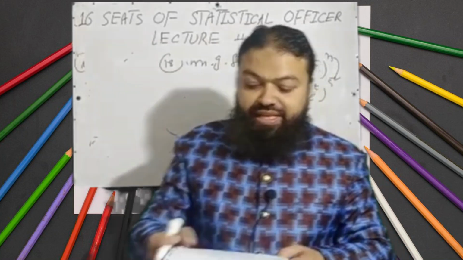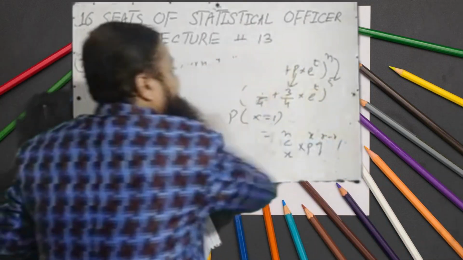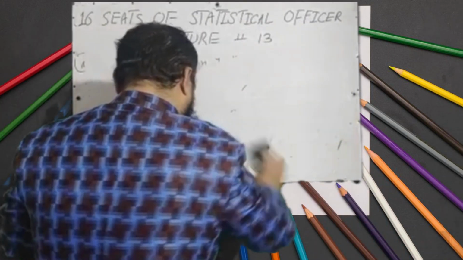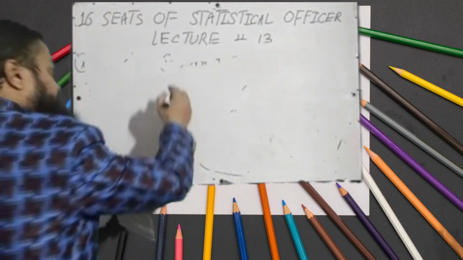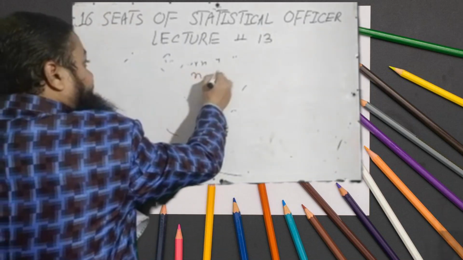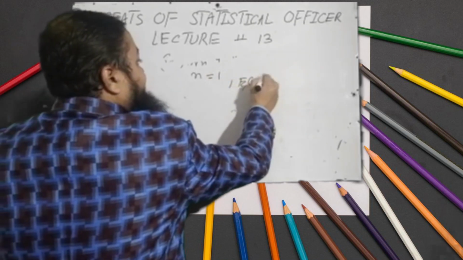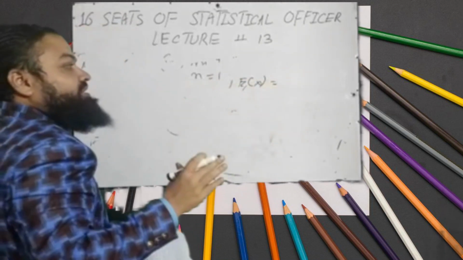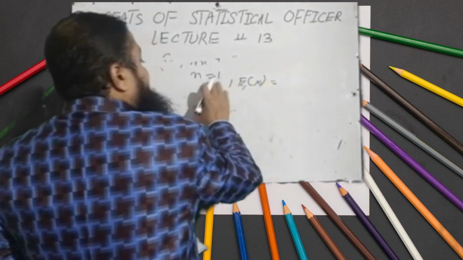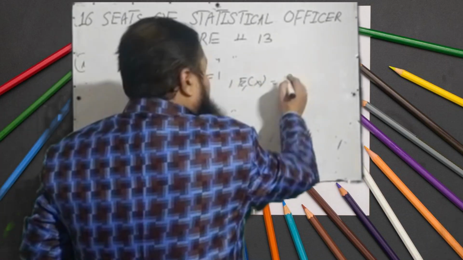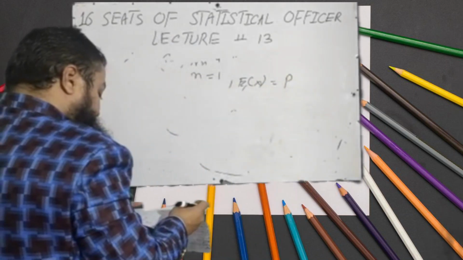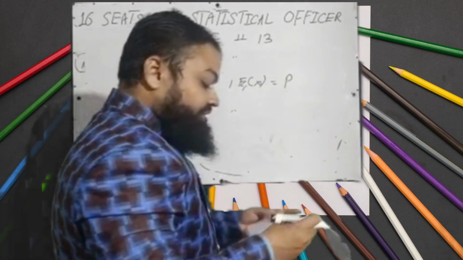Next question is, if in a binomial distribution n is 1, then expectation of x is, dear students, that is a Bernoulli trial. In that case, when n is equal to 1, mean is always equal to p. Question is, the mean of a binomial distribution is 4.